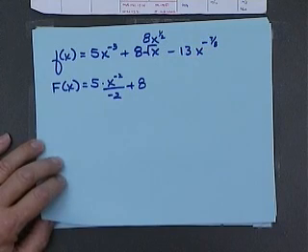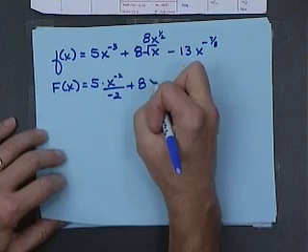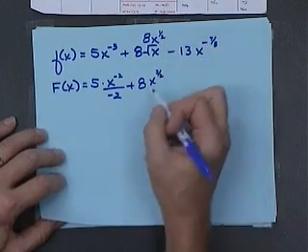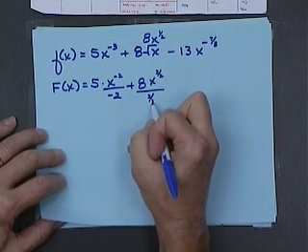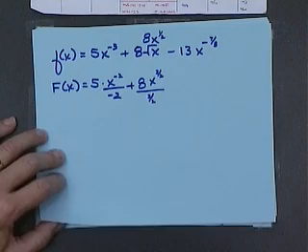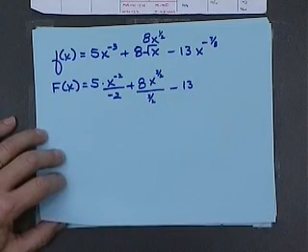How about the antiderivative of x to the 1/2? X to the 3/2. Good. We add 1 to this exponent and then divide by that new exponent. Or can't you just times it by 2? Yes. The coefficient comes along for the ride.